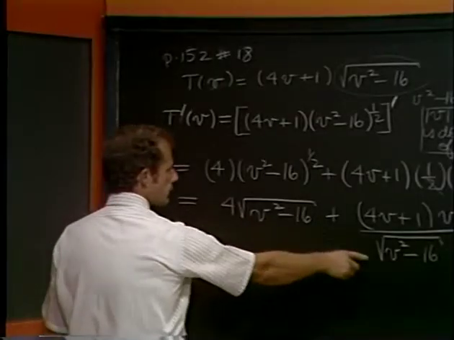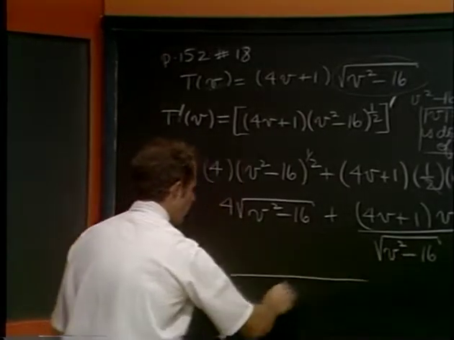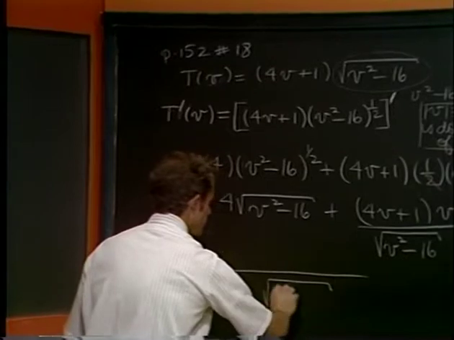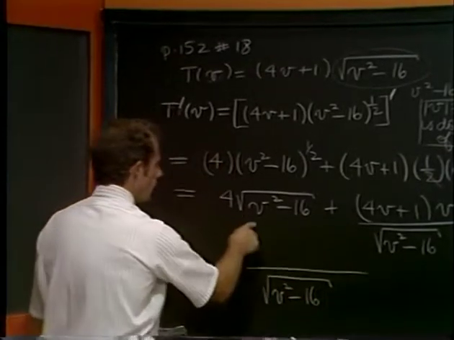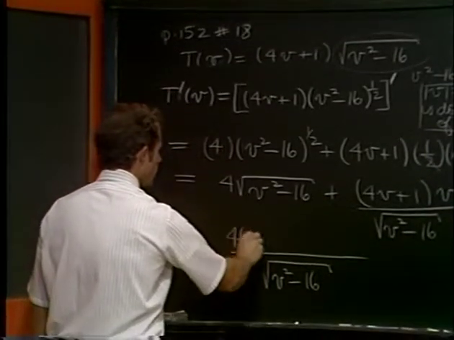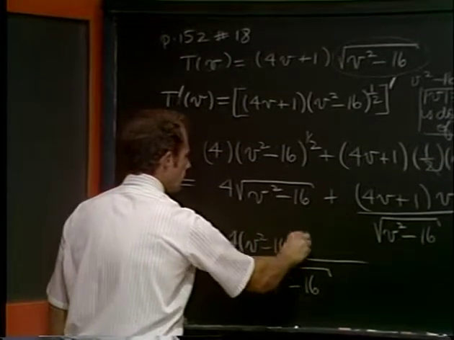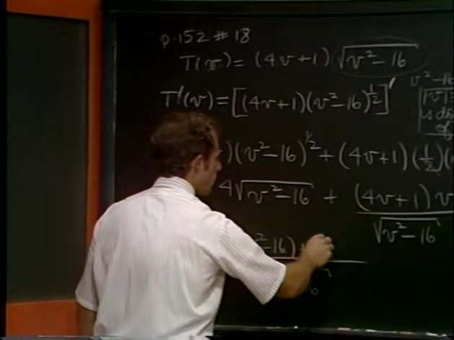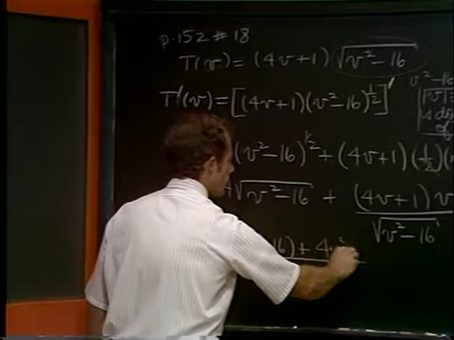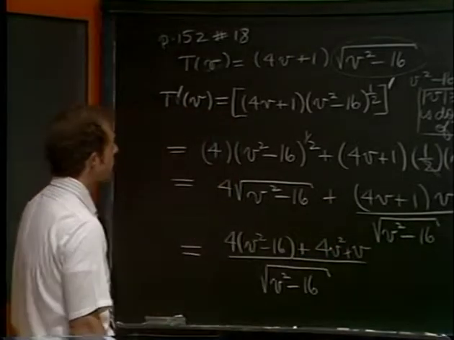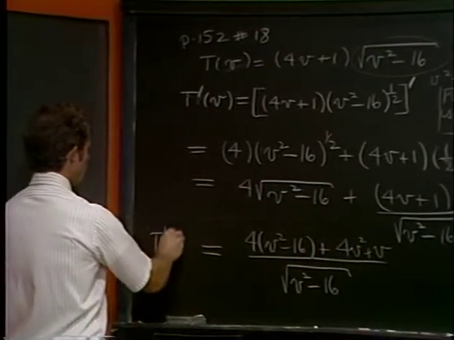So to do that, we'll multiply the left term by that square root. And what we'll have is 4 times v squared minus 16 plus, on the right-hand side, we multiply it out, 4v squared plus v. So there is t prime of v.